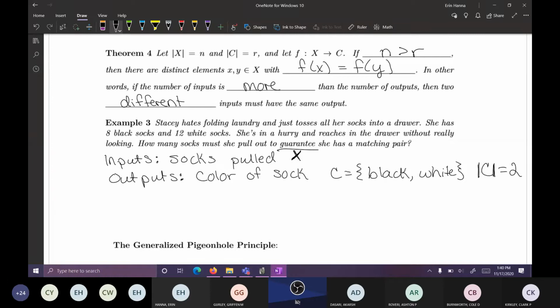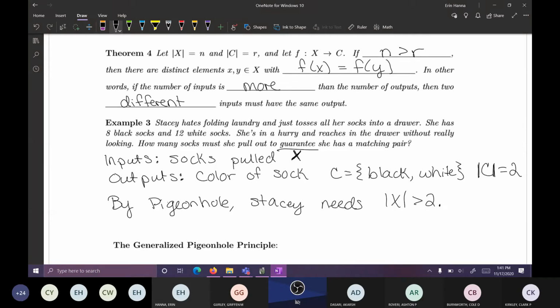Now, if we think about it, if we want the amount of socks pulled to have at least 2 of them either being black or 2 of them being white, we would essentially need to make sure she pulls more than 2 socks. So essentially by the pigeonhole principle, Stacy needs to pull more than 2 socks.